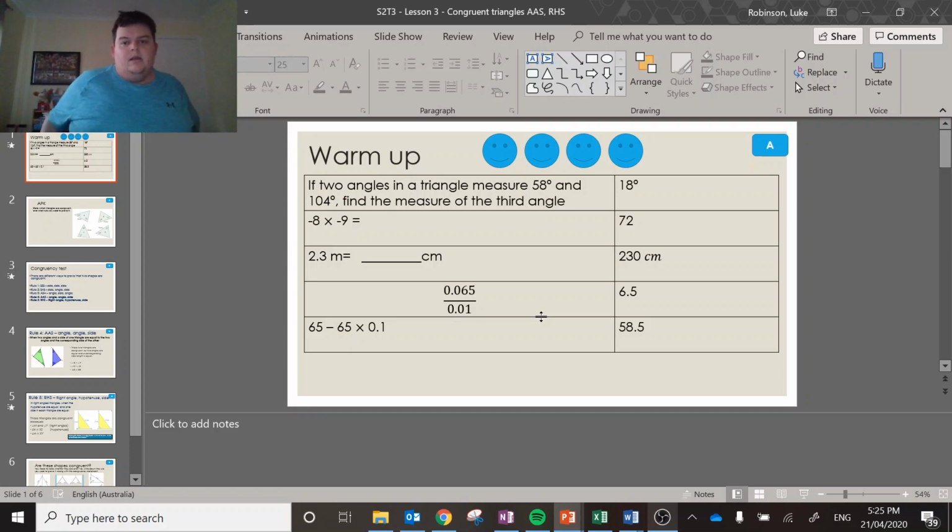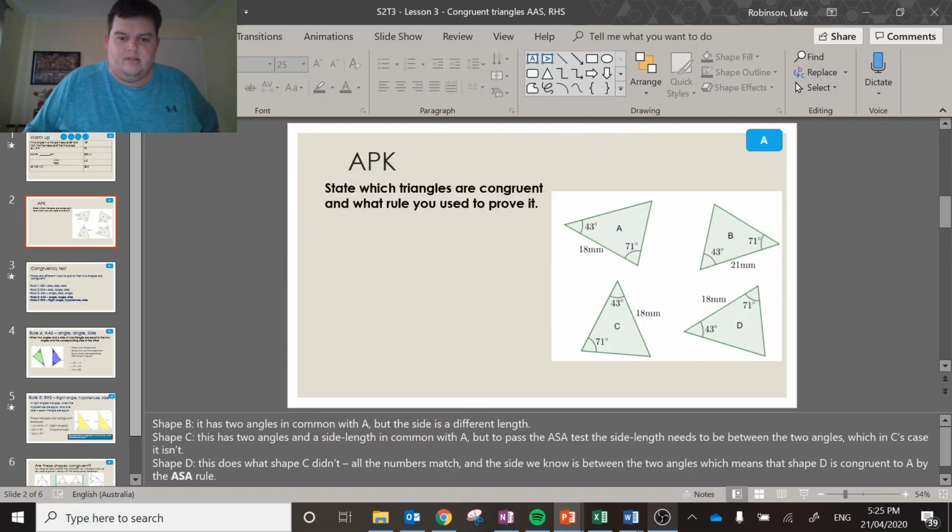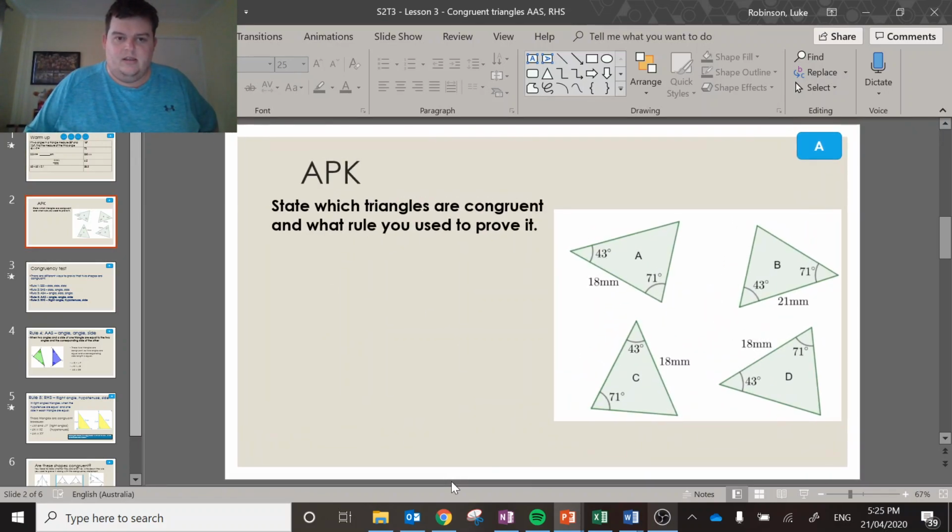Alright, going on to the stuff that we covered in class. I'll minimize this for a second. As a throwback to last class, I want you to see if you can figure out if these triangles are congruent with another triangle in that picture. And if it is, what test did you use to find out? Have a think about that. Pause it here if you want. Give it a go.